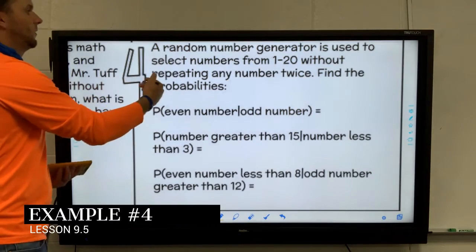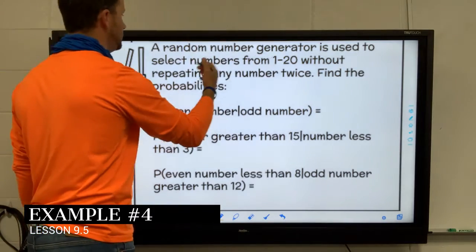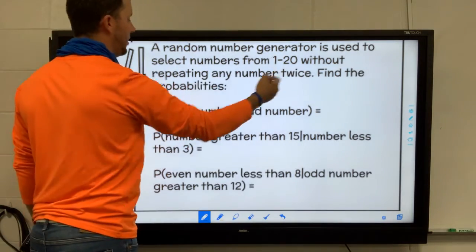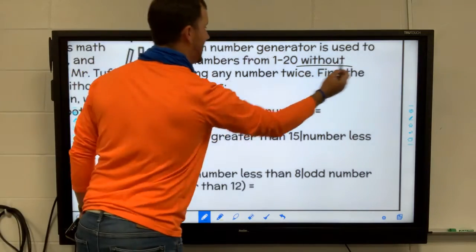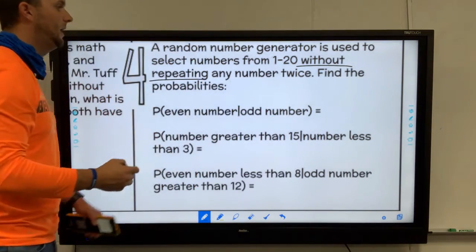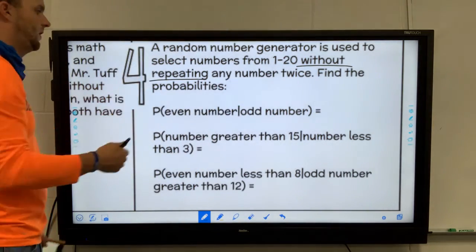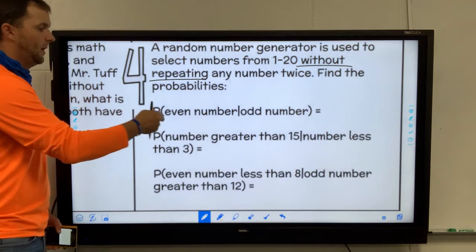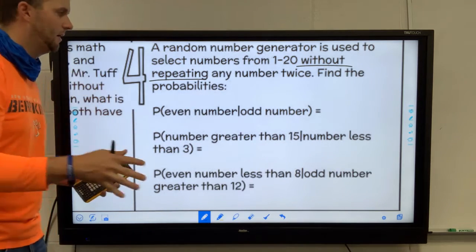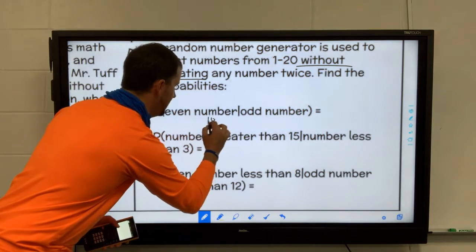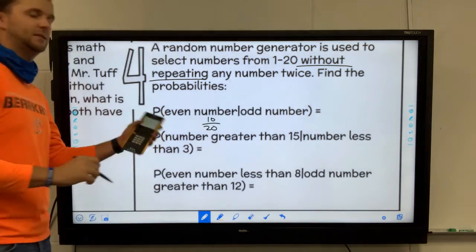Let's move on to example number 4. All right, now in example number 4, it says a random number generator is used to select numbers from 1 to 20 without repeating. So that means without replacement. It's basically not gonna pick any number twice. We need to find the following probabilities here. So what's the probability of getting an even number? Well, out of 20, there's 10 even numbers. So that means there's gonna be a 10 over 20 chance that I'm gonna select an even number.